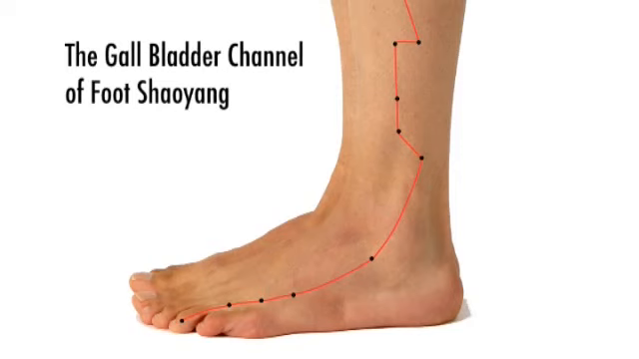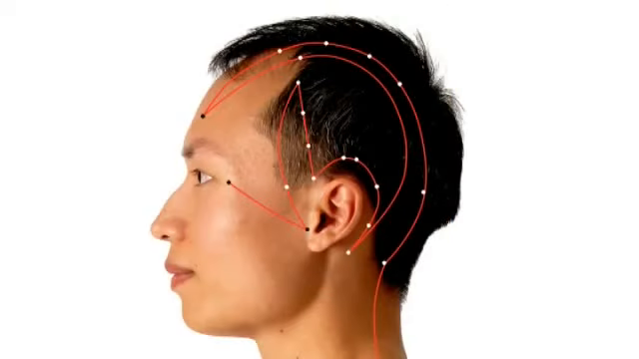The gallbladder channel of foot Shao Yang starts lateral to the outer canthus and moves posteriorly towards the tragus. It curves up onto the corner of the head at gallbladder 4 and then moves back inferiorly towards the ear for gallbladder 7. The channel then curves posteriorly behind the ear to gallbladder 12, posterior and inferior to the mastoid process. The channel curves anteriorly around the head to gallbladder 14 on the forehead, and then curves back to gallbladder 20 below the occiput, in between the trapezius and the sternocleidomastoid muscles.